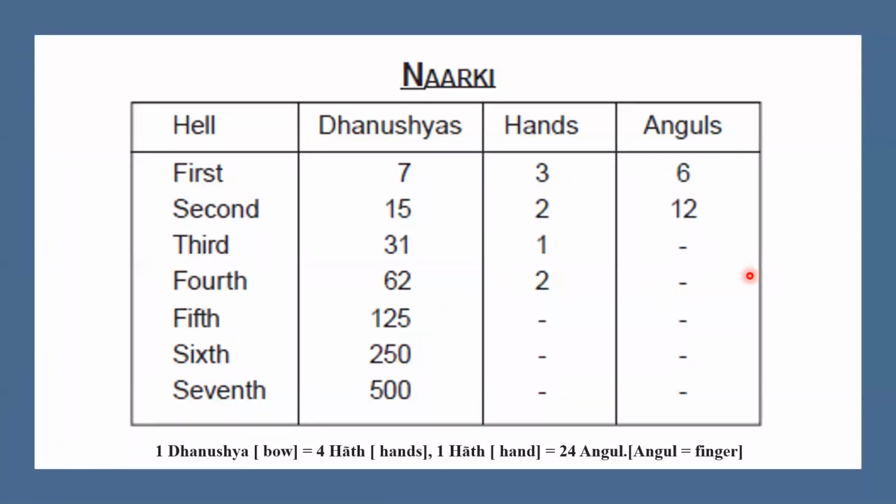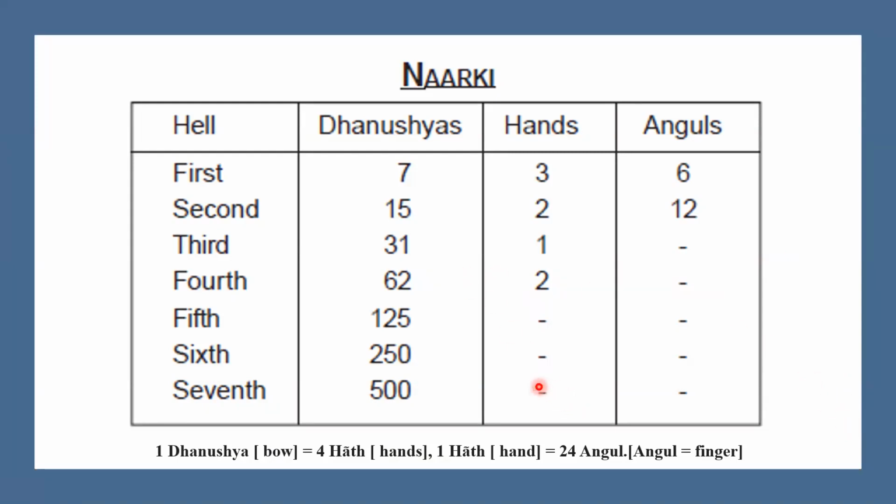So now let's see the heights of the Jeev in these seven Naraks. In order to understand the height, you have to understand some basic terms. First thing is angul. What is angul? Angul is the length of a finger. So the finger is known as one angul. 24 anguls make one hand, that is one hath, and four hath make one dhanushya. These are the basic definitions you will find across all our shastras.